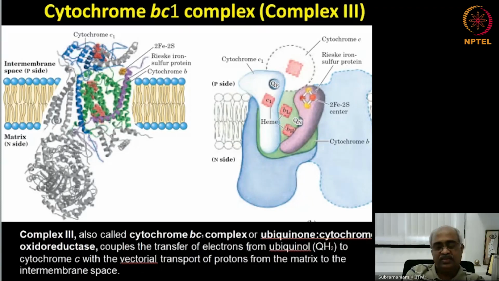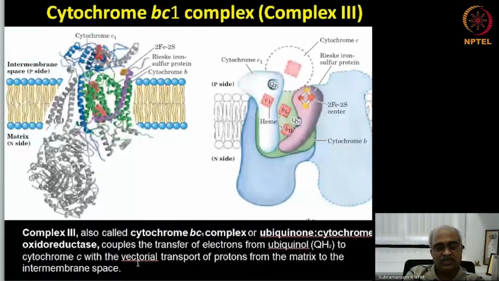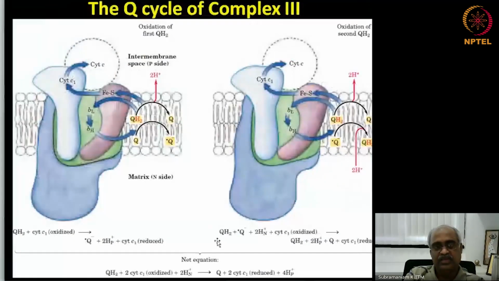So this couples the electron transfer from ubiquinol, that is fully reduced ubiquinone, to cytochrome C. And just like what we saw in complex 1, here again this electron transfer leads to a vectorial transport, meaning in one particular direction, from matrix to inner membrane you have proton transfer. Okay, and so this is best understood by considering the Q cycle, which is shown here.